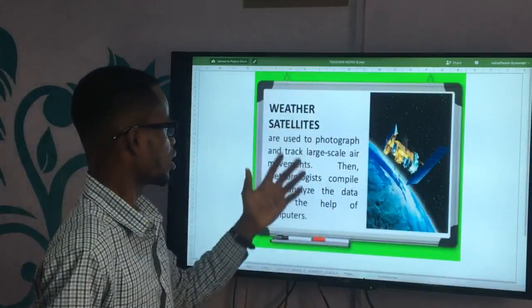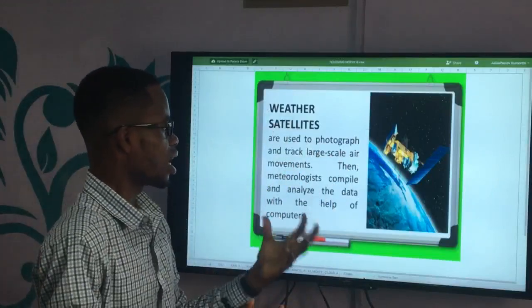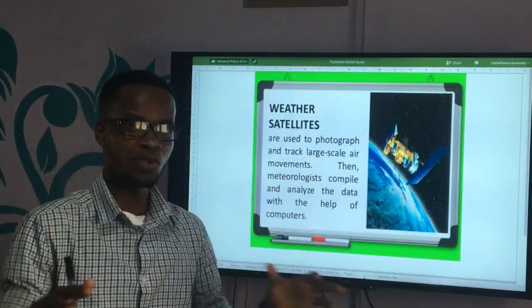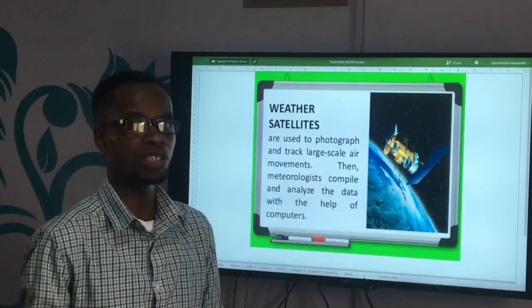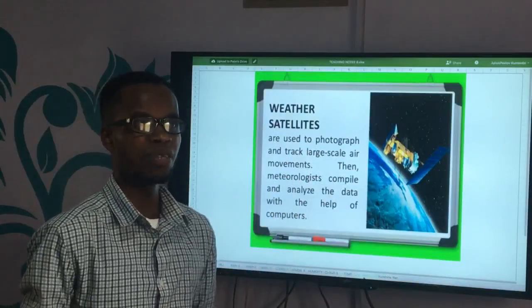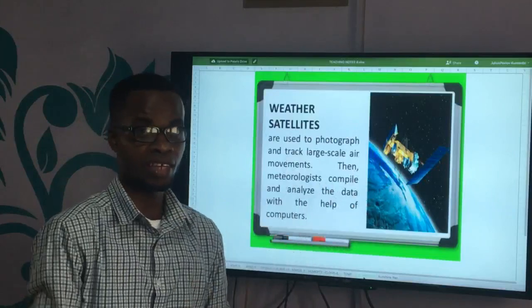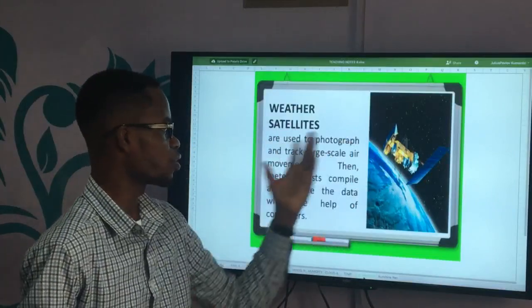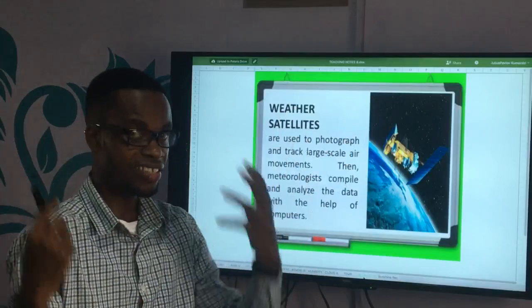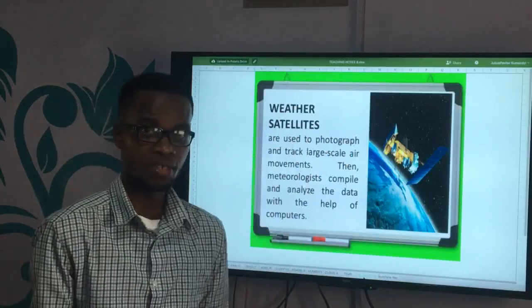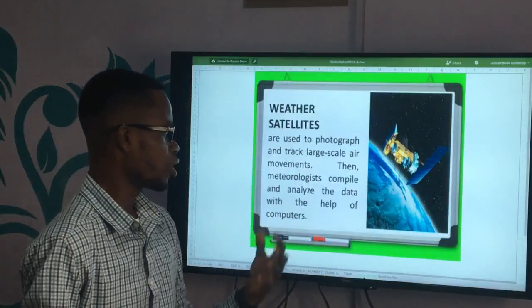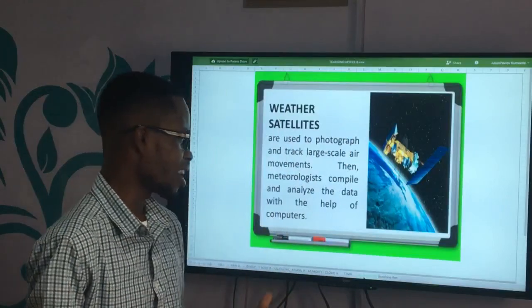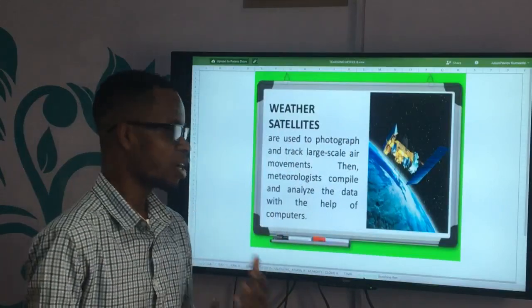So it takes photographs of things over there, and then it will give information to those who are actually monitoring that particular satellite here on Earth. So weather satellites are used to photograph and track large-scale air movements. Then meteorologists compile and analyze the data with the help of computers.